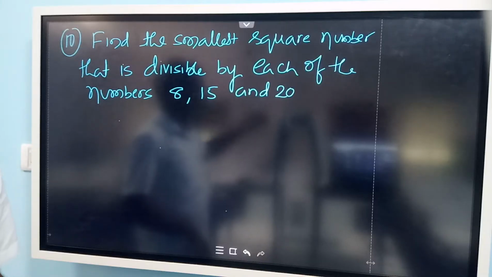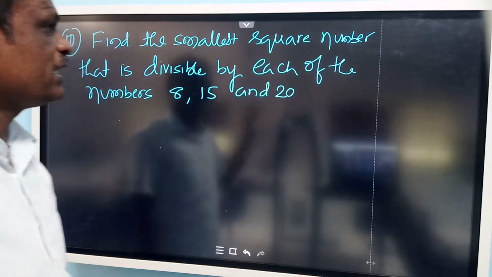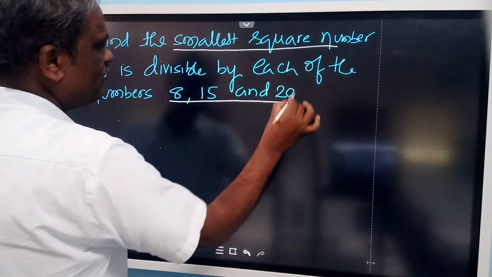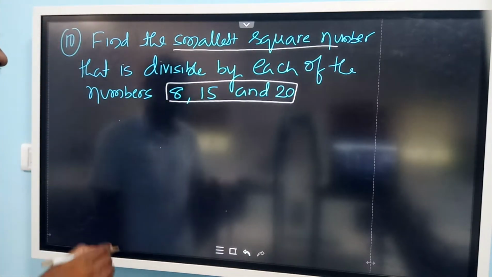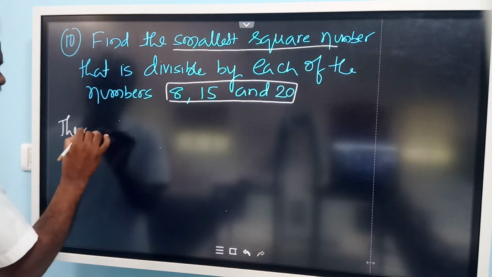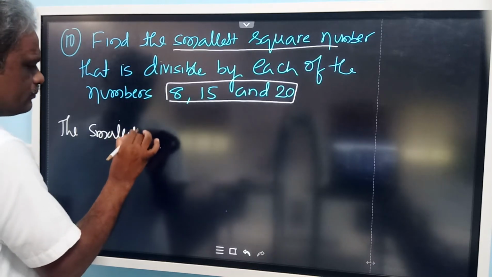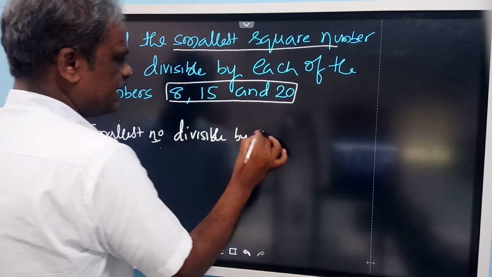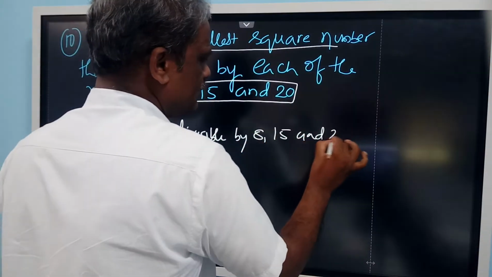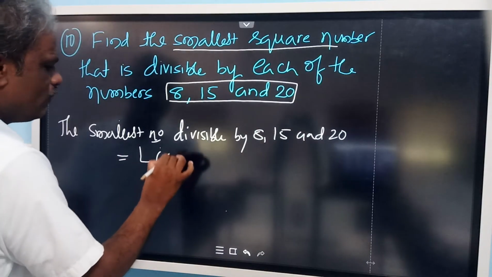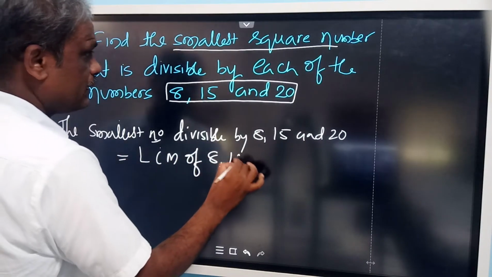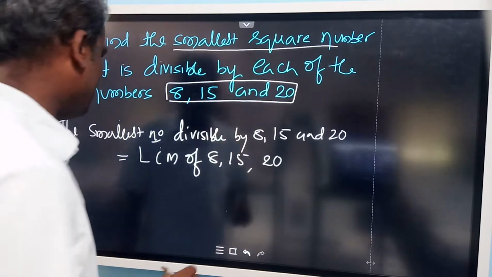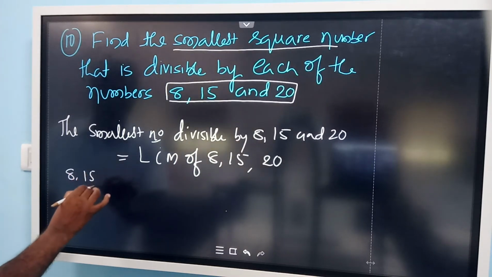Find the smallest square number that is divisible by 8, 15 and 20. So let us find the LCM again. The smallest number divisible by 8, 15 and 20 is the LCM of 8, 15 and 20. So what is the LCM of 8, 15 and 20? Find out the LCM of 8, 15 and 20.